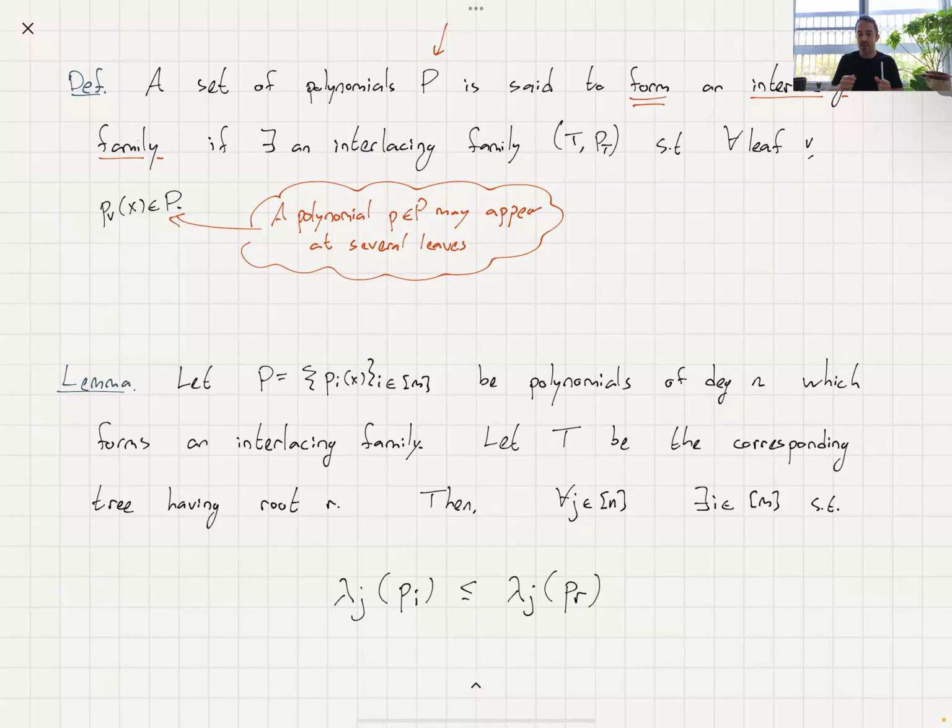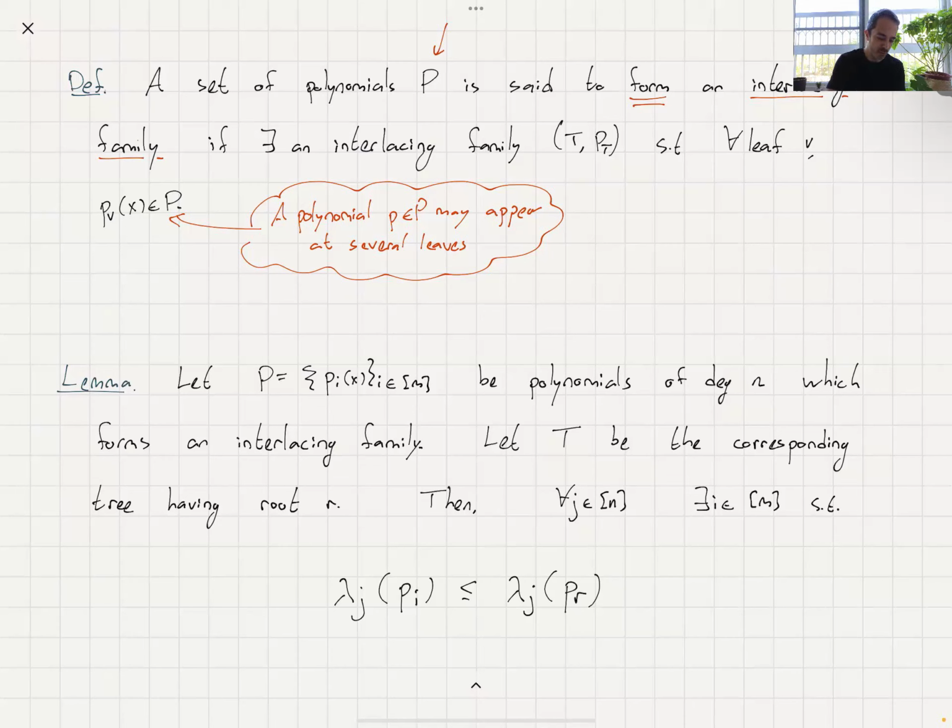They can repeat. One polynomial from our family can appear, and in our case it will appear many times in many leaves. But what's crucial is that the leaves contain only polynomials from our family. In such a case, we say that the polynomial set that we have forms an interlacing family. Okay. So why do we care about that?